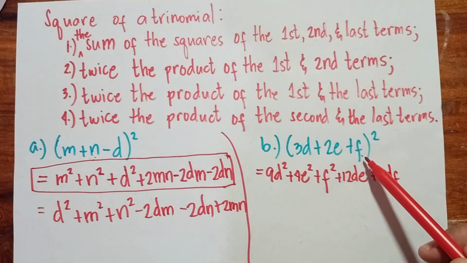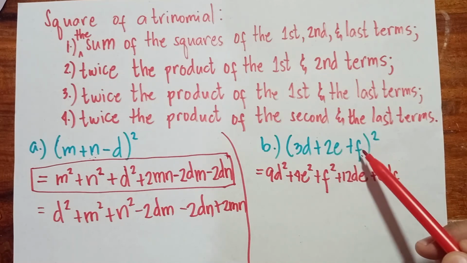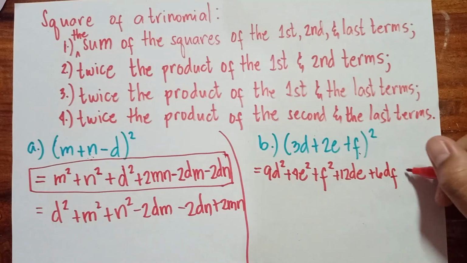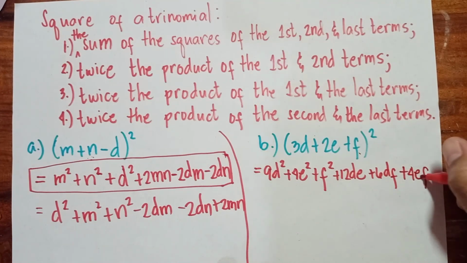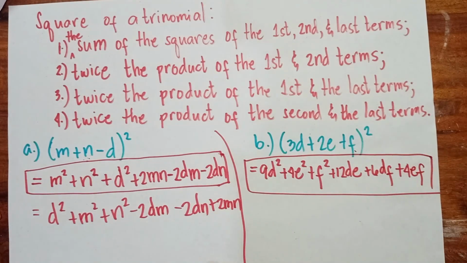Okay? And then the last is we're going to multiply the second and the third term. So multiplying now the second and the third term, that is 2e times f is 2ef. And multiplying the product by 2, that is 4ef. Okay? So the answer of (3d + 2e + f) quantity squared is equal to 9d squared plus 4e squared plus f squared plus 12de plus 6df plus 4ef.